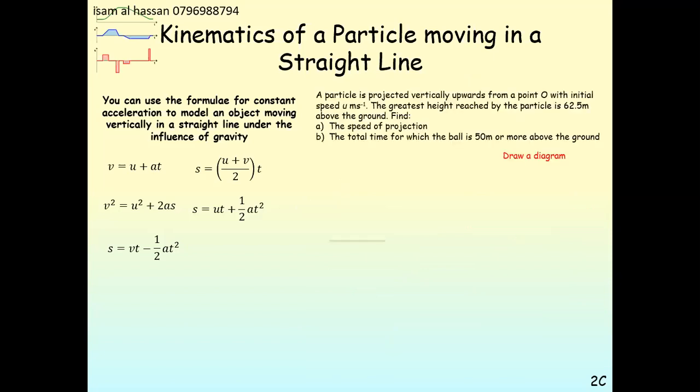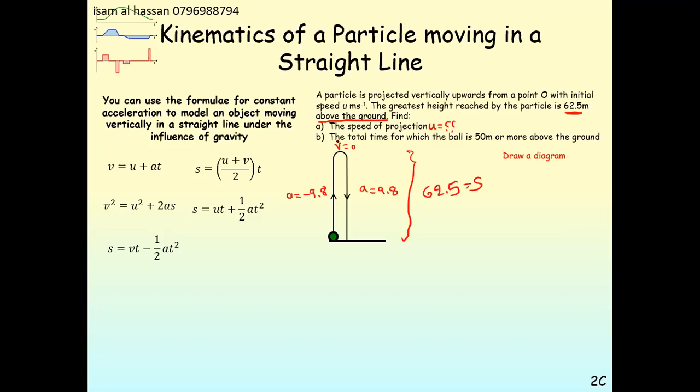A particle is projected vertically upwards from a point O with initial speed u above the ground. So that's a ground level question scenario. Find the speed of the projection, meaning u is unknown. So vertically upwards means there is an A equals negative 9.8, there is a V equals 0, and the greatest height reached by the particle. We have the greatest height, which is the distance traveled, 62.5. So that's the S.